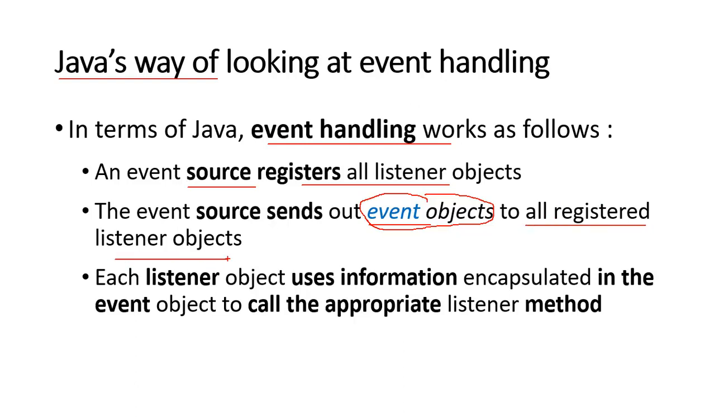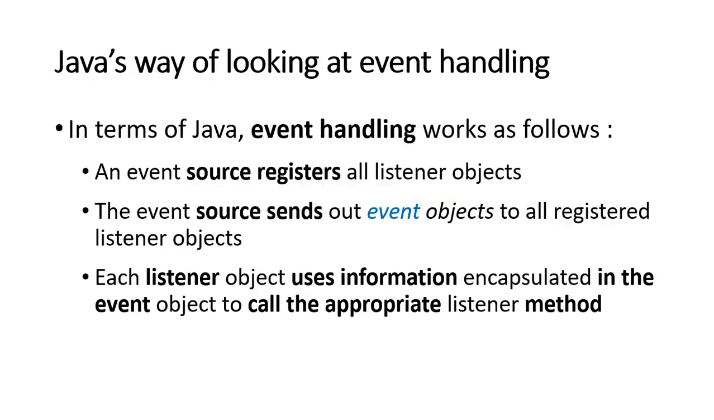And what are the listeners supposed to do? Listeners are supposed to get this event object, and then based on the information in this event object, call an appropriate method to handle the given event. This is the way in which event handling works within Java.